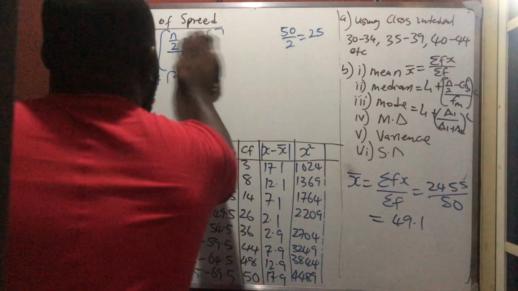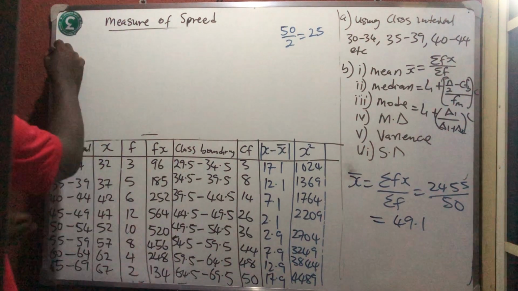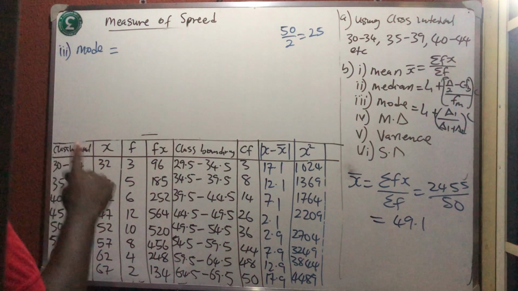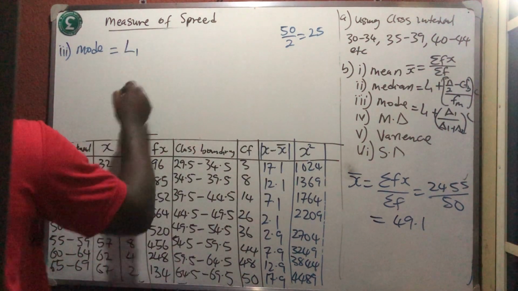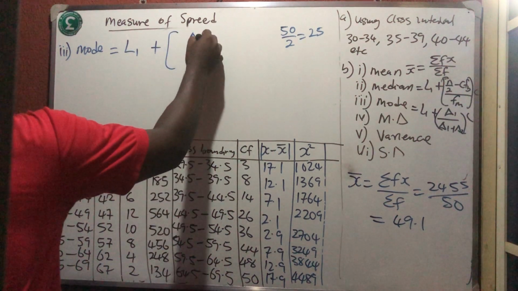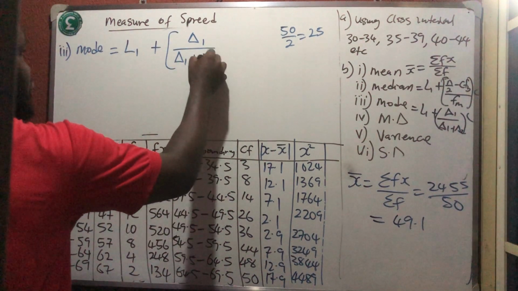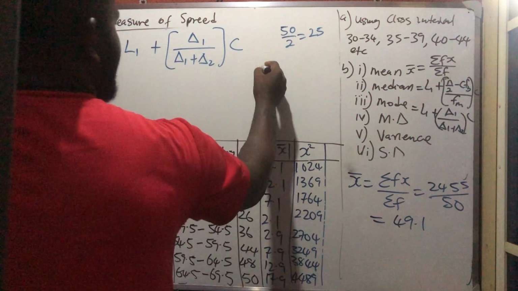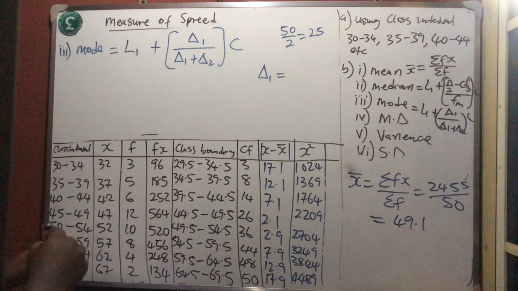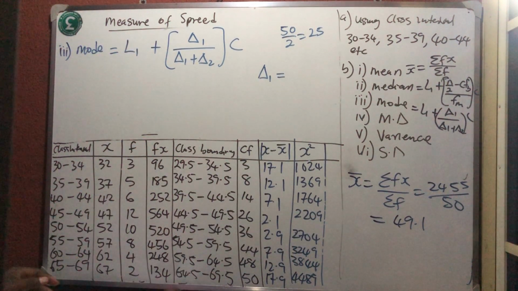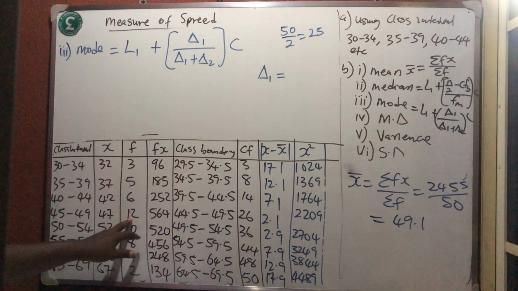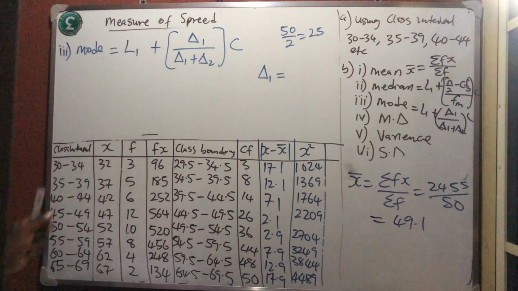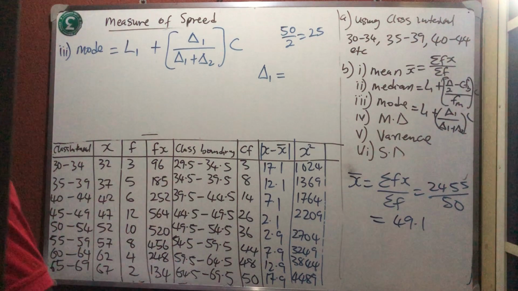Permit me to clean here so that I can get the mode. To get the mode is very simple. You remember that you must start from L and stop at C. So I'm starting from L1 plus change in 1 all over change in 1 plus change in 2, multiplied by C. Is this thing difficult? It's not difficult. So let me get my change in 1. First of all, where would the modal class fall? Modal is the highest frequency. The highest frequency here is 12. So the mode is going to fall at the 12. So don't forget how to get your change.